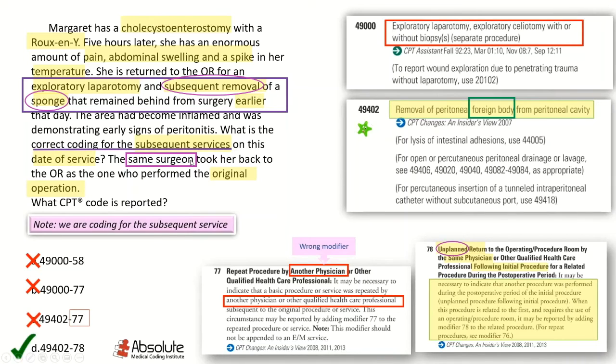So it was unplanned. Same surgeon. All right, that was what the foreign body is. That's how we got to D. All right, yeah, that did give it away, Sonia. Yeah, Chandria. Yep, the modifiers rule.